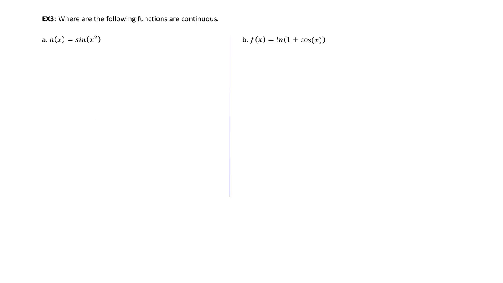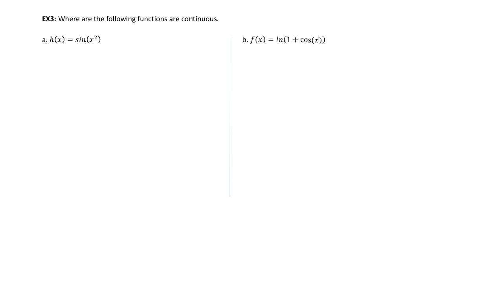With example 3, I want to show you how to use now the result that we just went through about composite functions. How do we do that? I want you to look at A, a composite function, and even look at B, another composite function. So the problem is asking us, where are the following functions continuous? On which intervals are they continuous? On which values of x in some interval?